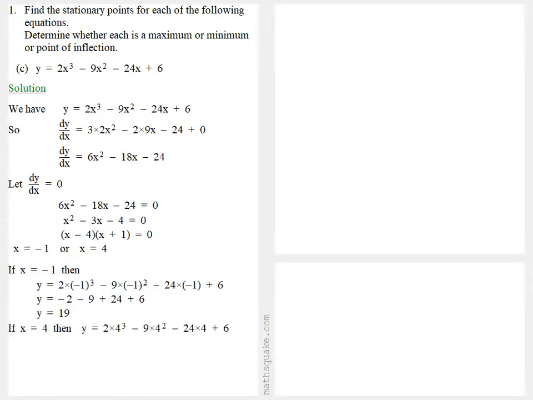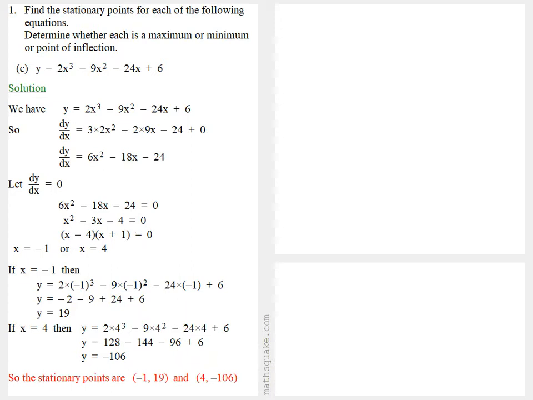Now if x is 4, then y is equal to 2 times 4 cubed, minus 9 times 4 squared, minus 24 times 4, plus 6. So y is equal to 128 minus 144 minus 96 plus 6, which is minus 106. So we have two stationary points at minus 1, 19 and 4, minus 106.